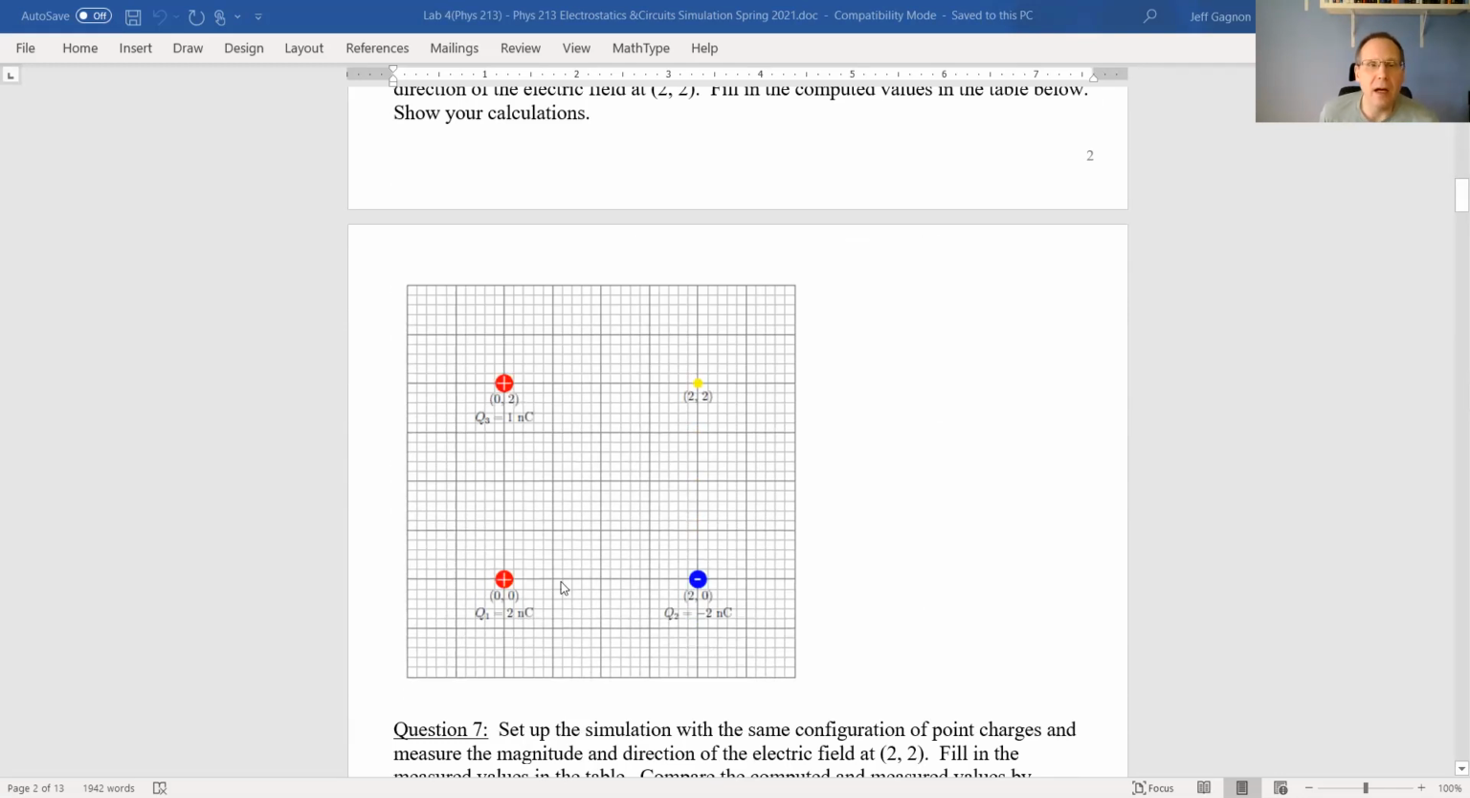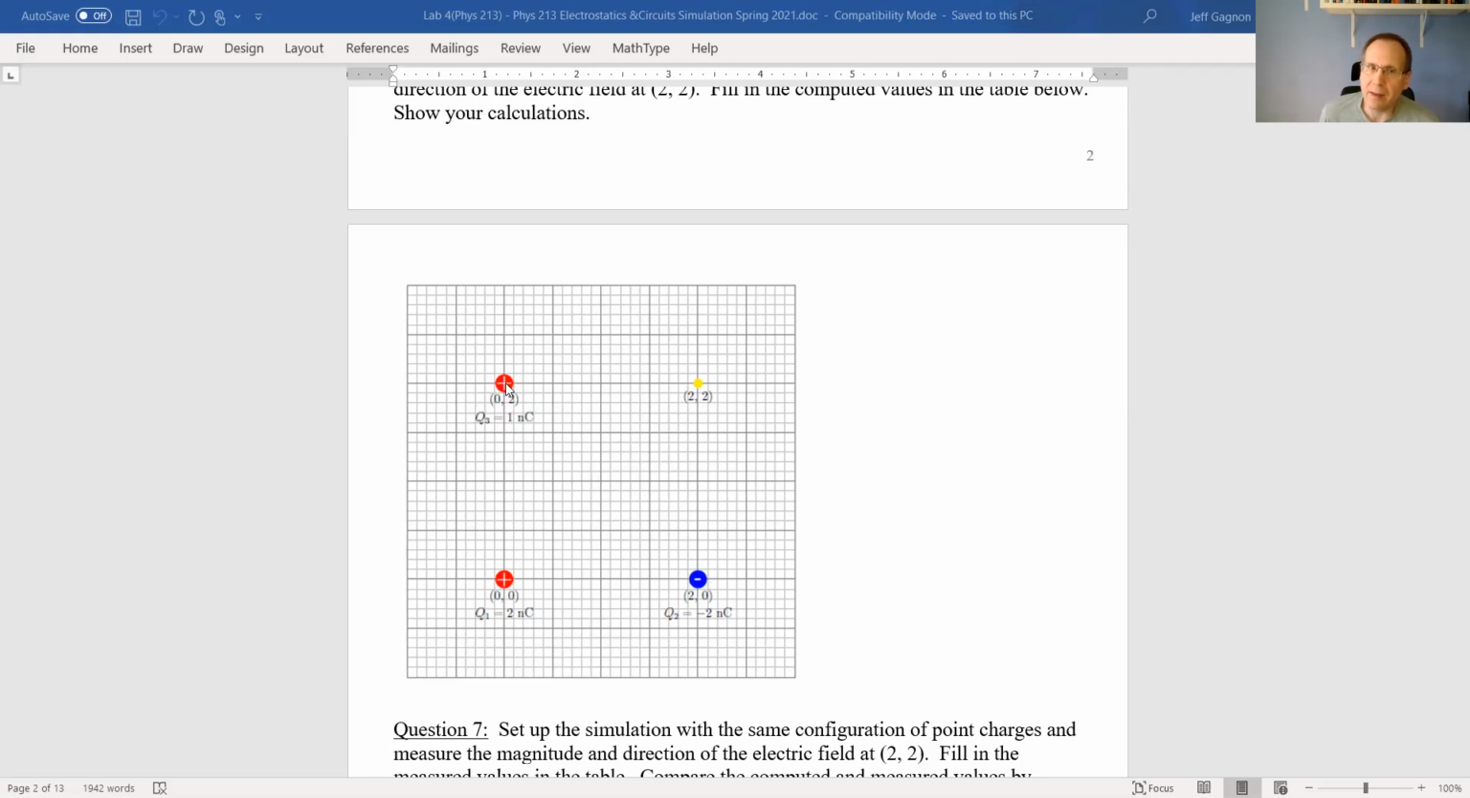You're going to have a positive 2 nanocoulomb charge. Think of that at (0, 0). Then at (0, 2), so like 2 meters away above, you're going to have a 1 nanocoulomb charge. And then at (2, 0), so 2 meters in this direction, you're going to have a negative 2 nanocoulomb charge. Think of this as Q1. I label this Q1, Q2, Q3. And I want you to calculate the electric field at this location at (2, 2).